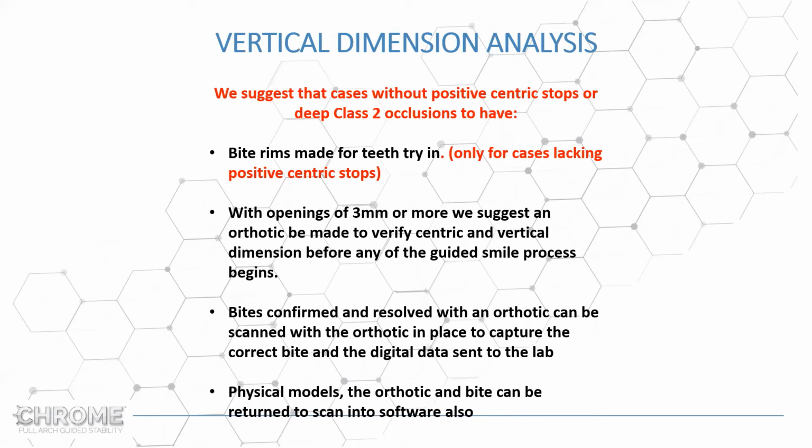We have suggestions for this. We suggest that cases without positive centric stops or deep class 2 occlusions have bite rims made for tooth triad. With openings of 3 millimeters or more, we suggest an orthotic be made to verify centric and vertical dimension before any of the guided smile process begins. Bites that are confirmed and resolved with an orthotic can be scanned with the orthotic in place to capture the correct bite, and the digital data sent to the lab, or physical models can be sent along with the orthotic for us to scan into the software.